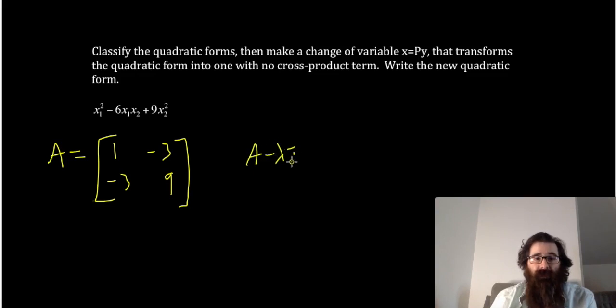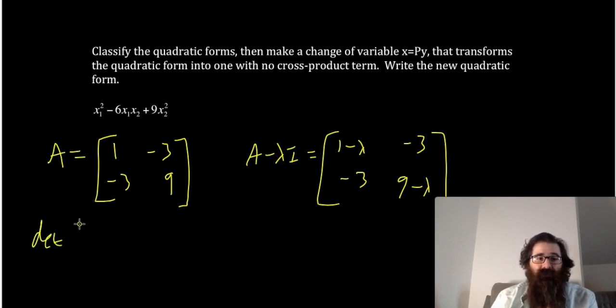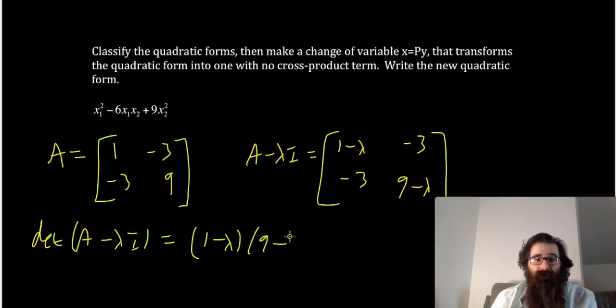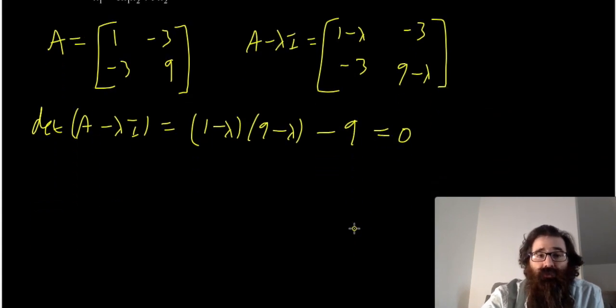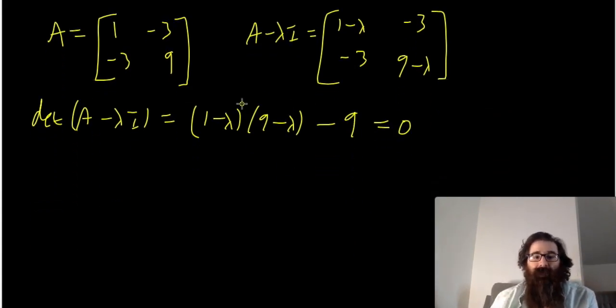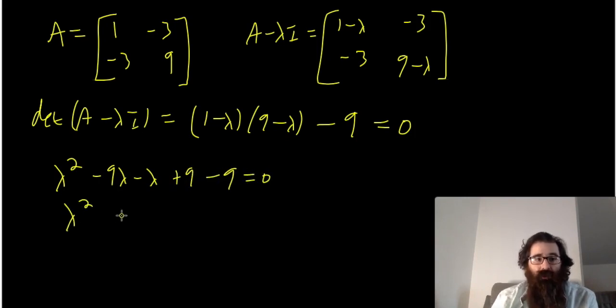And let's build A minus lambda I. So 1 minus lambda, 9 minus lambda, negative 3 and negative 3. And let's find the determinant of this, determinant of A minus lambda I. It's going to be 1 minus lambda times 9 minus lambda, and then minus negative 3 times negative 3 is positive 9. Let's set that determinant equal to 0, trying to get those non-trivial solutions to pop out. Negative lambda times negative lambda is a positive lambda squared. I get negative 9 lambda minus lambda. Let me write that out. I want to show you what's going to happen. Then I get 9 times 1 is 9, but then I have minus 9. So lambda squared minus 10 lambda, and then my constant terms, they cancel.